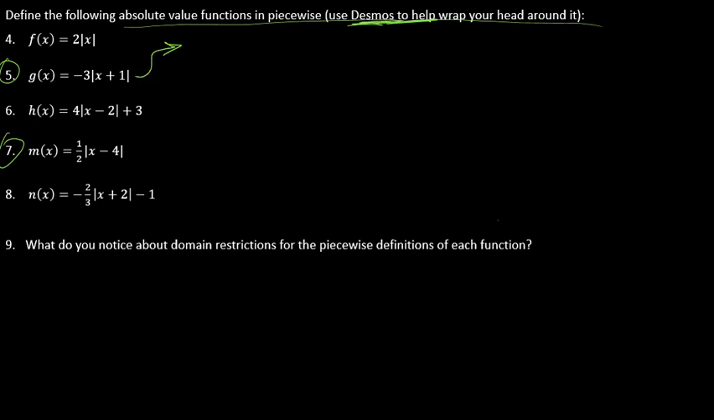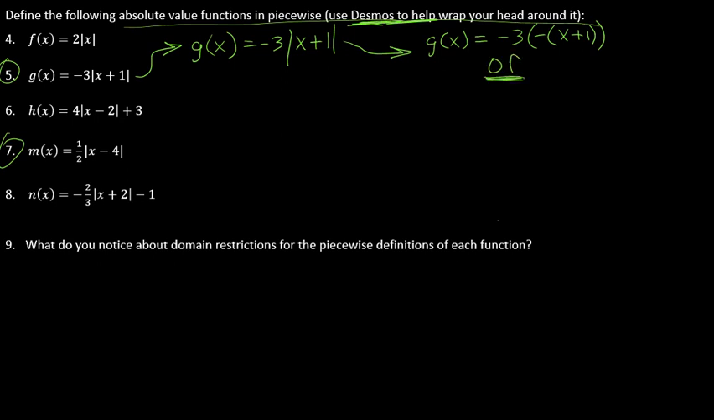Well, if we're looking at this g of x here, if we're talking about absolute value, you have to remember, so if we have g of x equals -3 times absolute value of x plus 1, right? That's the same thing as saying what? Well, that's the same thing as saying g of x equals -3 times negative x plus 1. You ought to remember doing this from lesson 1-3. Or g of x equals -3 times just regular x plus 1.